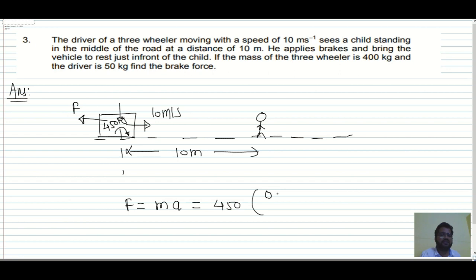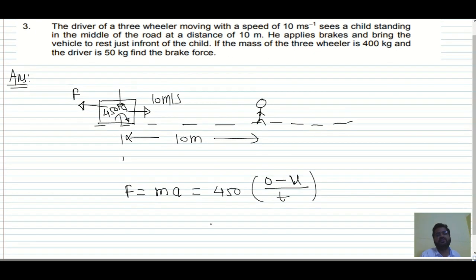Final velocity 0 minus initial velocity u, divided by time t. But we don't know the time, right? So how to calculate time now? Time we can calculate by using S is equal to ut plus half at squared. But why use S is equal to ut plus half at squared?